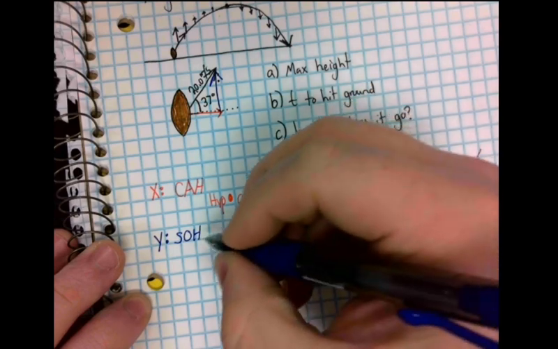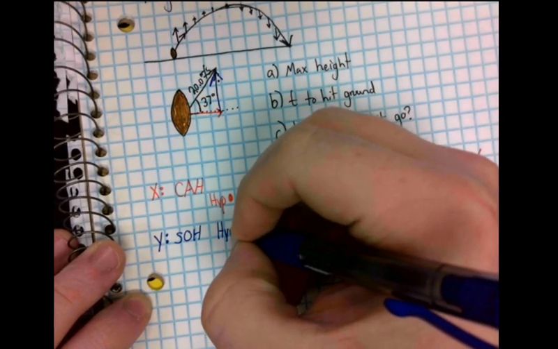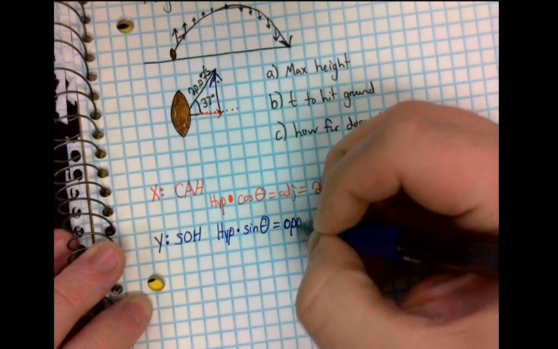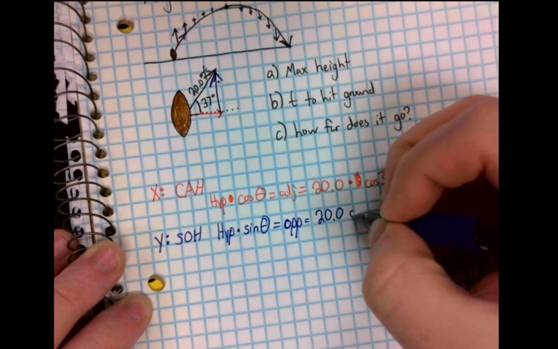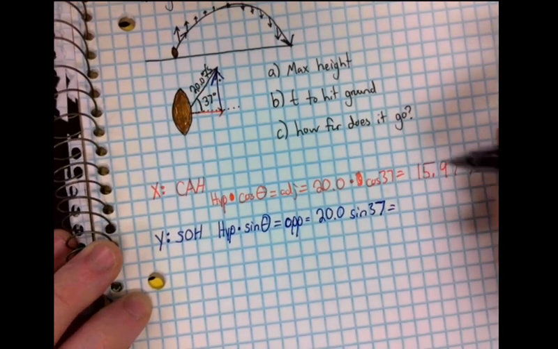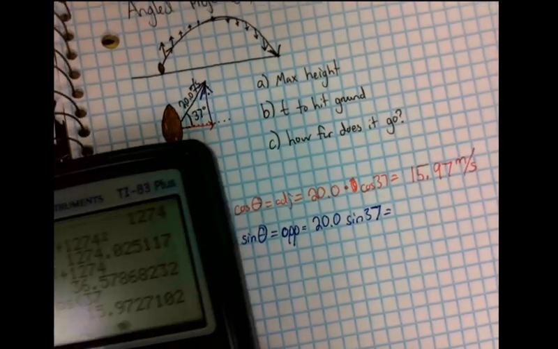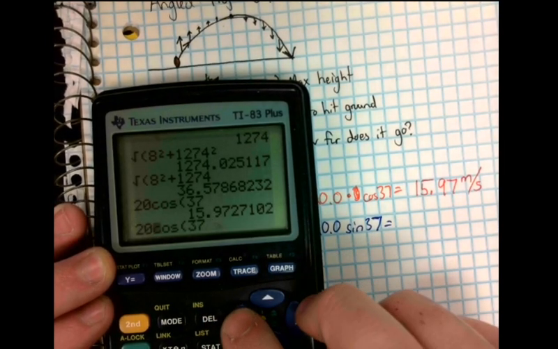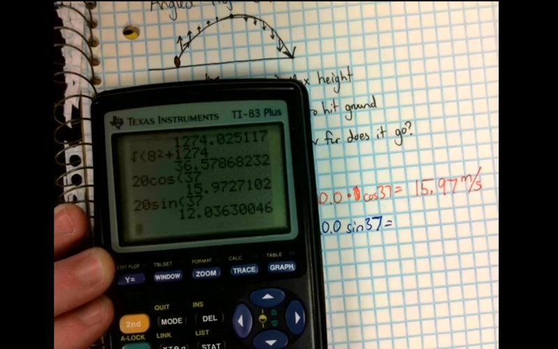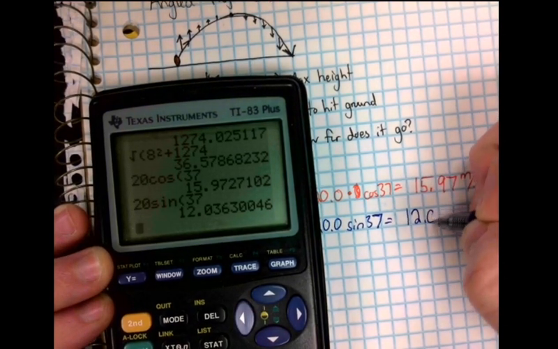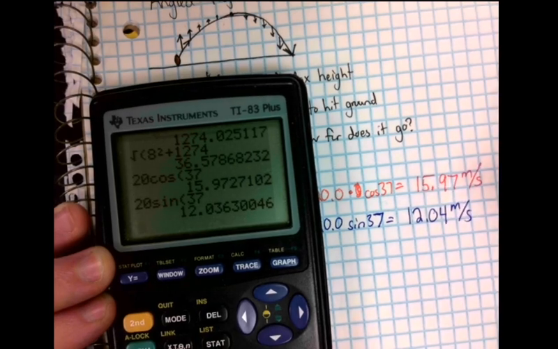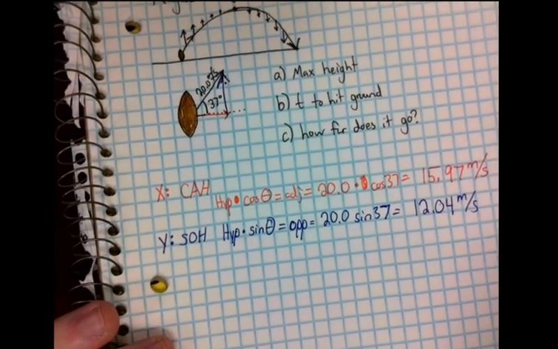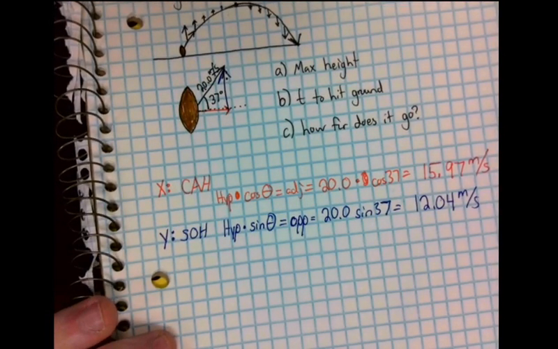So we're going to use hypotenuse times sine theta equals opposite. So we're going to do 20.0 sine 37. We'll get that number. I like to just hit second enter and then back up and change it to sine. So we've got 12.04. We'll round it there. 12.04 meters per second. So now that we know this information, we can actually start listing out the rest of our information.